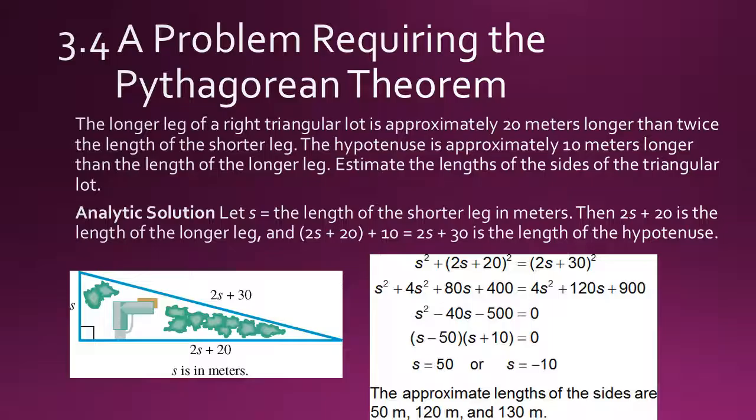Now again, use some common sense. S is the length of a side of a triangular lot. You do not use negatives to measure that. So we throw out the negative 10 answer because it doesn't make any sense for this problem, and we get that our shorter side is 50, our longer leg is 120 meters, and then our hypotenuse is 130 meters.